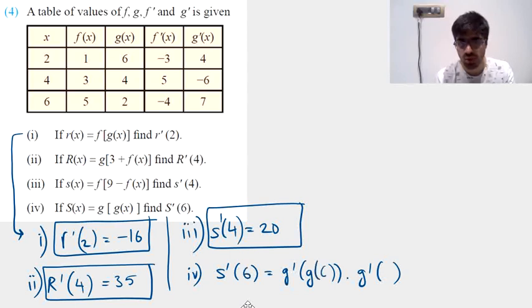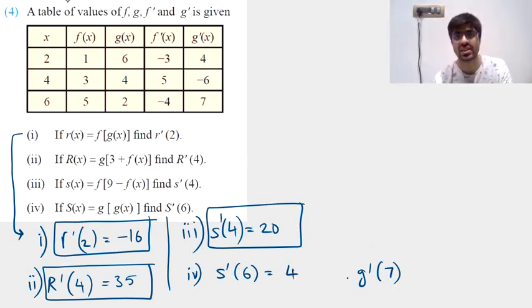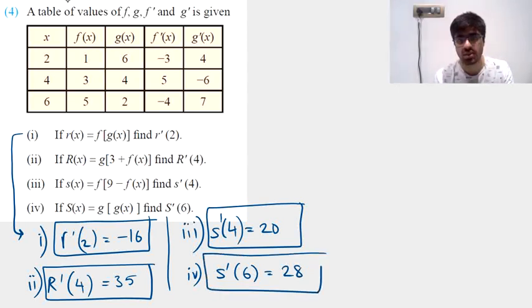So S dash of 6 will be g dash of 6, which is 7. So we have a 7 here, and g of 6 is 2. And then we have g dash 2. So g dash 2, that will be 4. So this is 4 into g dash of 6, I'm sorry, g dash of 6 itself was equal to 7. So here it's into 7, and that final answer there is 28. So S dash of 6 turns out to be 28, and that's how we are solving our fourth question.